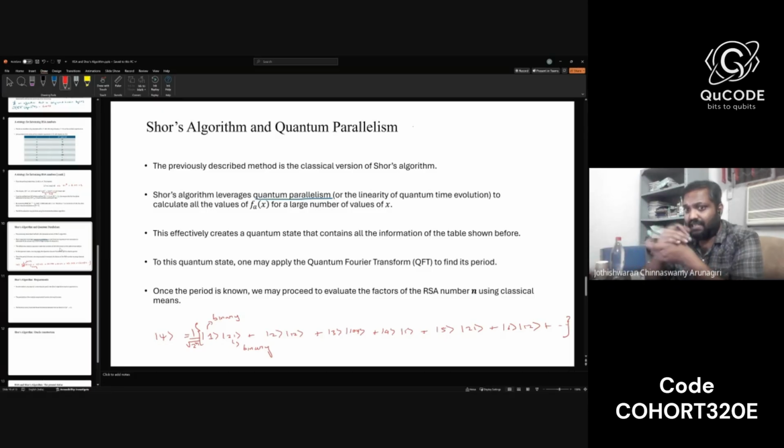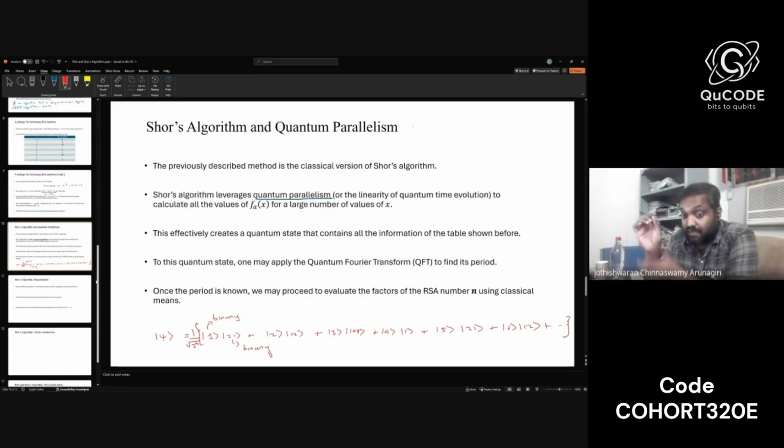If I have a state like this, what can I do in quantum computing that will allow me to find the periodicity of this sequence? Using classical or quantum computing, if I have a sequence and I want to find its periodicity, the best known method is the Fourier transform. It's Fourier analysis. So we use the quantum Fourier transform to find the period.